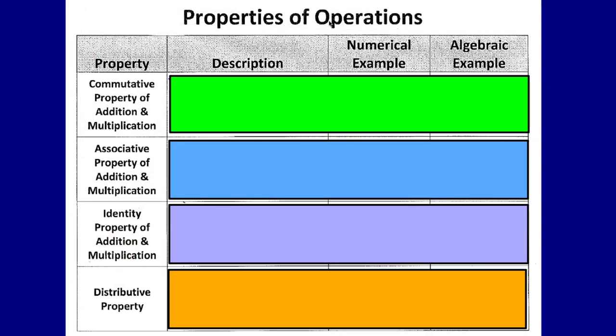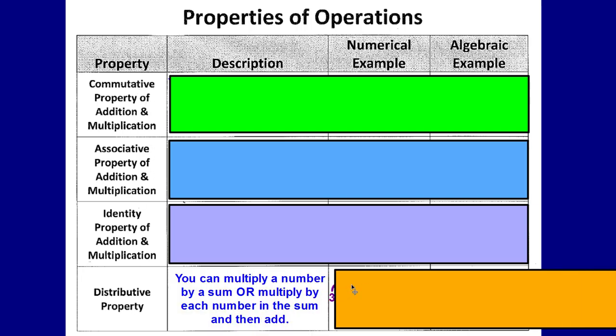So in your journal, go ahead and pull out or open up to your properties of operations sheet. We've already talked about the commutative, associative, and identity property, and let's fill out the distributive property. The distributive property says you can multiply a number by a sum or multiply by each number in the sum and then add them together.